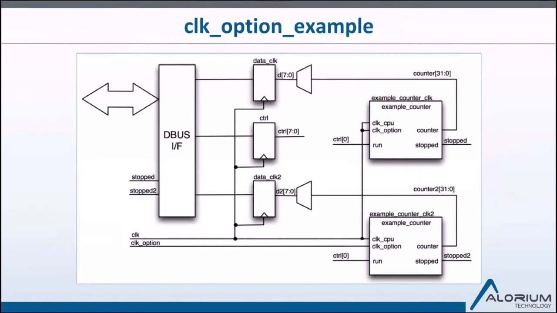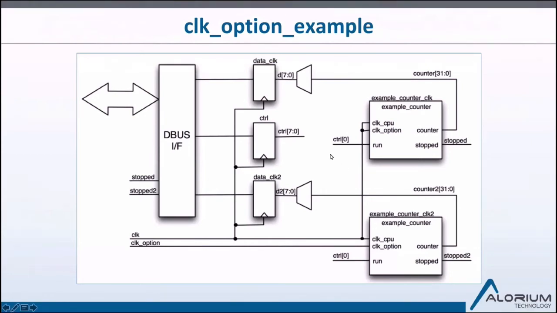Going one level up in our example, we see we have two counters instantiated. Example counter 1 uses the CPU clock for both clock CPU and clock option, meaning that the counter inside of there will be running at the standard CPU clock rate of 16 megahertz. In the other counter, we're using clock option 2 as our clock option, meaning that the counter inside of this counter will be running at our custom clock rate.